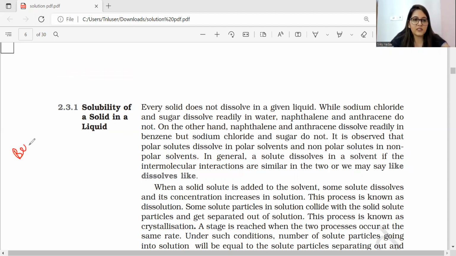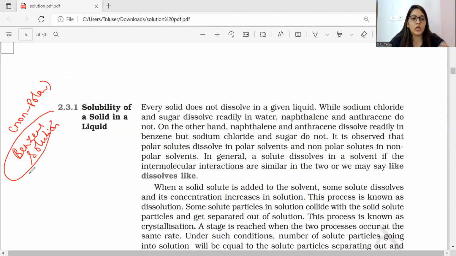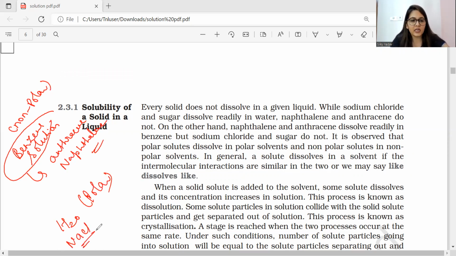Like I've told you, if you have a benzene solution, the benzene solution is a non-polar solution, right? Because benzene is non-polar, in the benzene solution you can easily dissolve anthracene or naphthalene, right? So both of these can be dissolved in it. But if you have water, water is a polar solvent, right? Because water is a polar solvent, to water you can add either NaCl or sugar. So they will readily get dissolved in it. Okay, so this was the important thing from this paragraph.